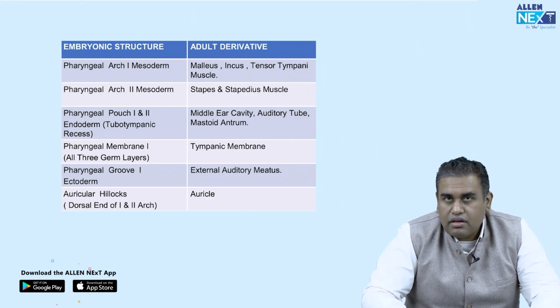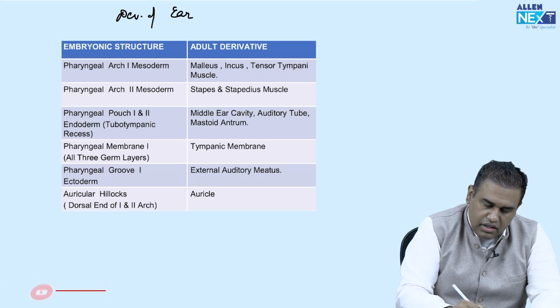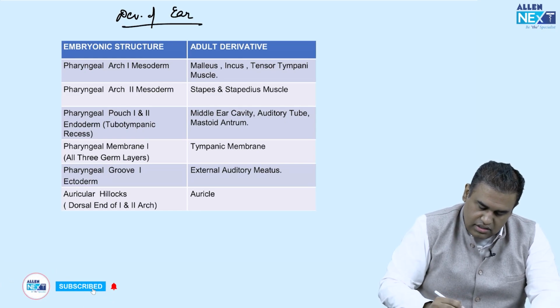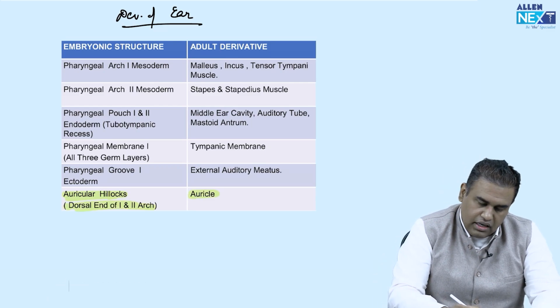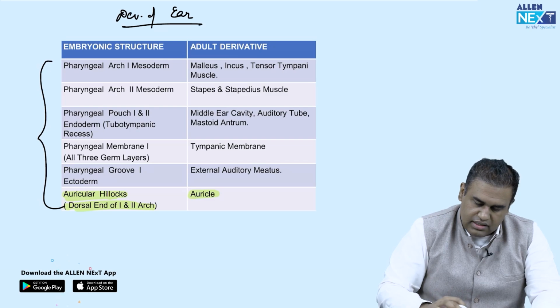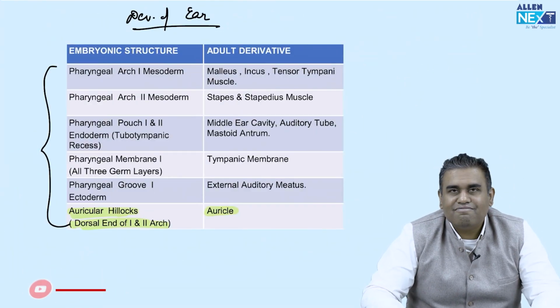Here is the complete table of the development of the ear. Let me just boil it down and come to the last point. Auricular hillocks: the dorsal end of the first and second arch forms the auricle. This is the complete development of the ear. If you correlate this table with this image, things will be crystal clear.